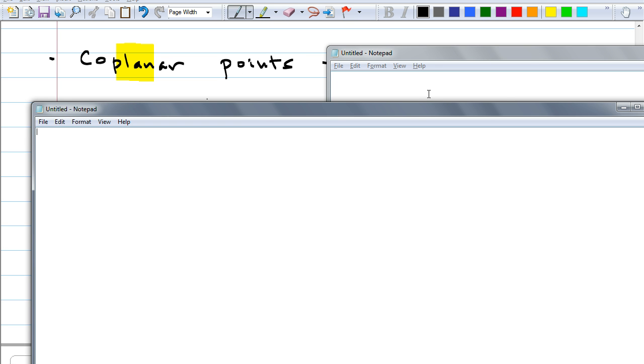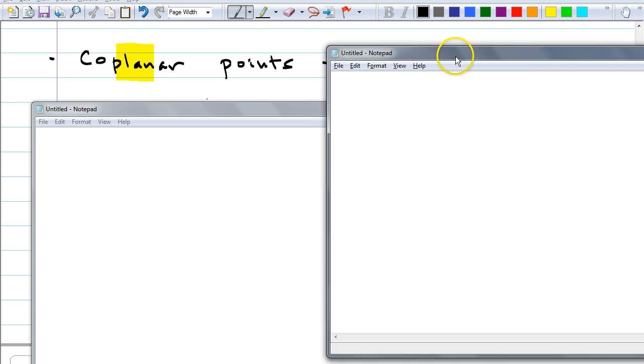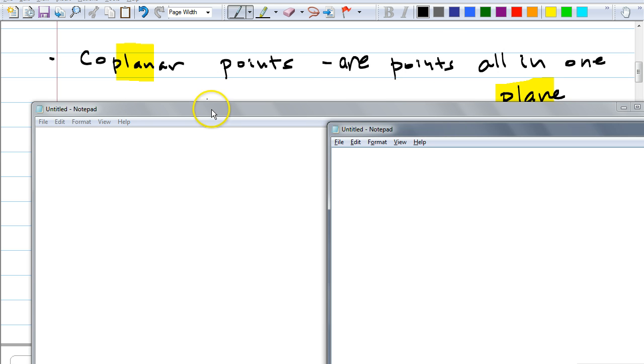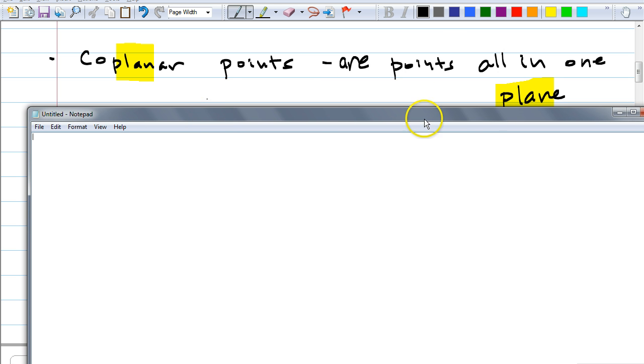All right. Coplanar points. What are coplanar points? By the way, I highlighted plane there. Anybody want to guess why I did that? Points that are on the same... Exactly. These are points that are on the same plane. We don't have that E there, but points that are on the same plane are called coplanar points. Are all points coplanar? No, not necessarily.